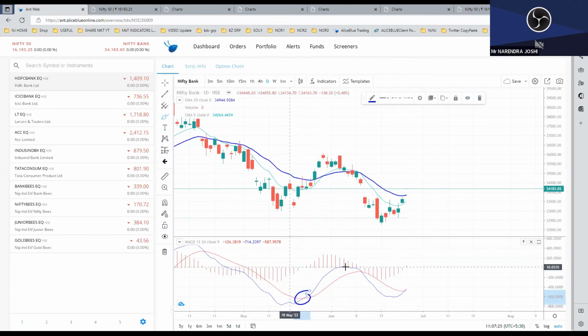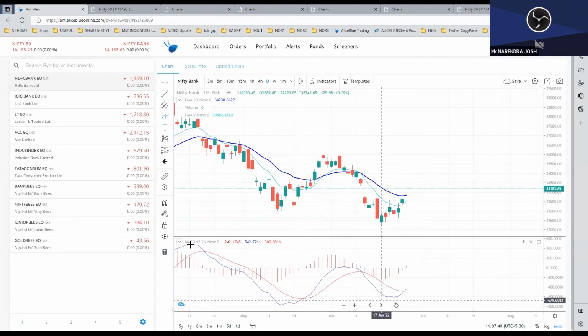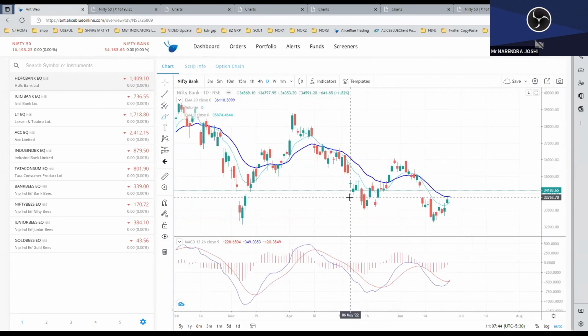Here this is the zero line. If it is crossing above that, then that means that it can go up. Some upside you can see. So you have to practice this as per the short term time frame. You can also use this on 15-minute chart, hourly chart.